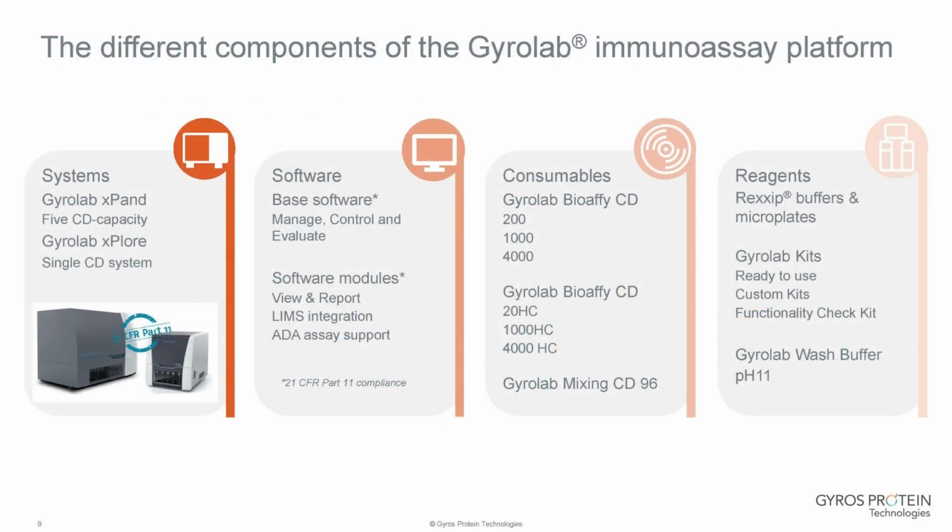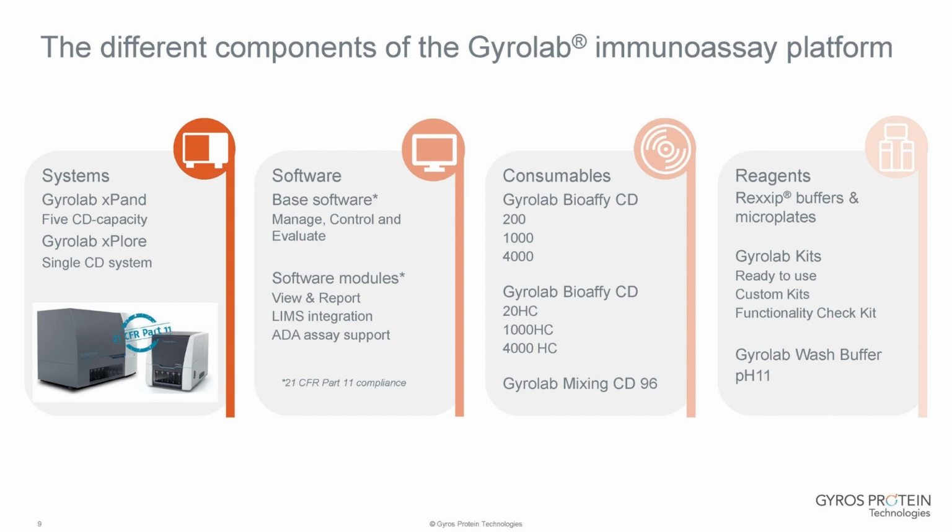So there are many different components of the Gyrolab immunoassay platform. We start with the systems, the instruments. We currently have 2 instruments. We have the Gyrolab Xpand, which is a 5 CD instrument, and the Gyrolab Xplore, which is a single CD instrument. Both are very equivalent to each other, so assays developed on one can be transferred to the other. They both have the same run time of approximately 1 hour per assay, and they are designed to operate in regulated environments because they're 21 CFR Part 11 compliant.